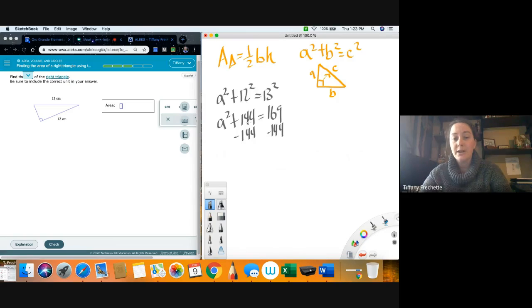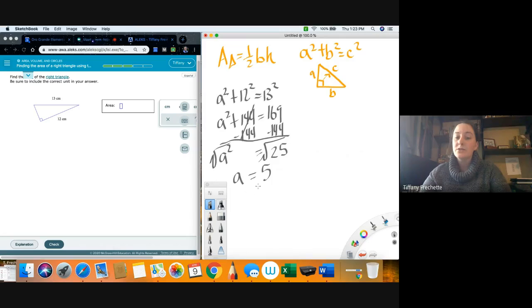So I'm going to subtract 144 from both sides so that I can get a squared all by itself, because 144 minus 144 cancels. And then I subtract, so I end up with 25. Take the square root. A equals, and I know the square root of 25 is 5, because 5 times 5 gets me 25.